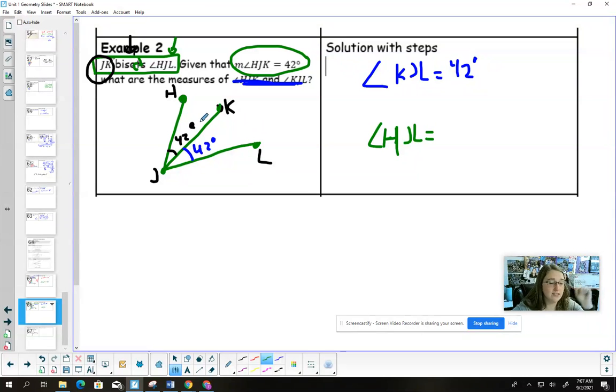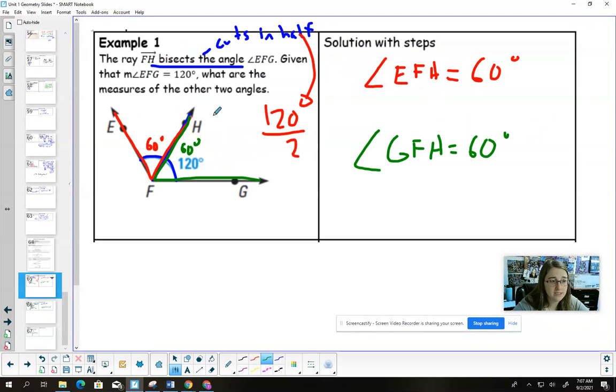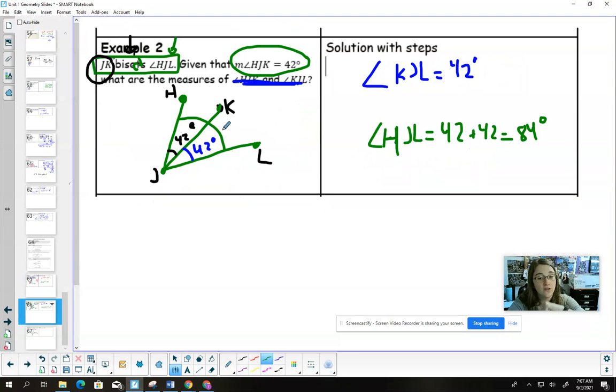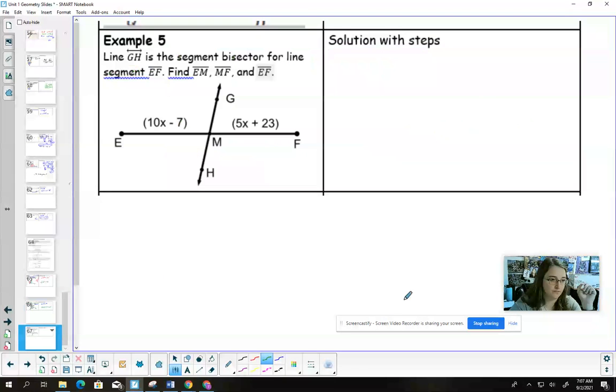So again, HJL is going to be the whole thing. So this whole thing here has to be those two added together, or 42 doubled, however you want to look at it, 84 degrees. So again, this is why it's so important that you look at the picture and label. You can't make assumptions based on what they're giving you. We could be saying, here's the whole angle, now find the pieces. Or we could say, here's a piece, now find the whole. And you don't know that unless you label your information on the picture.